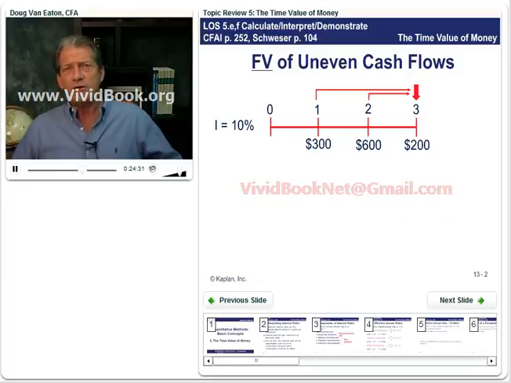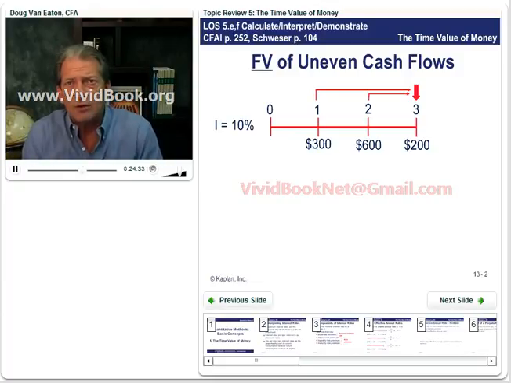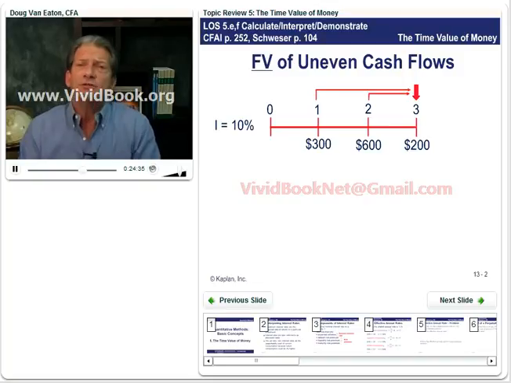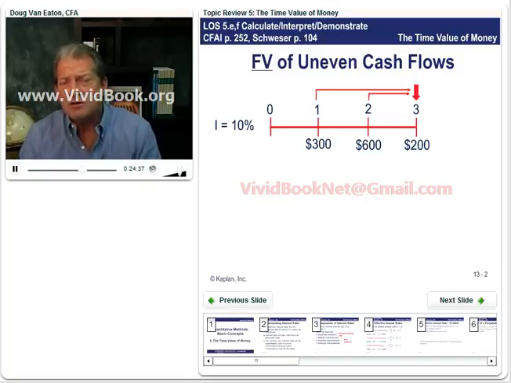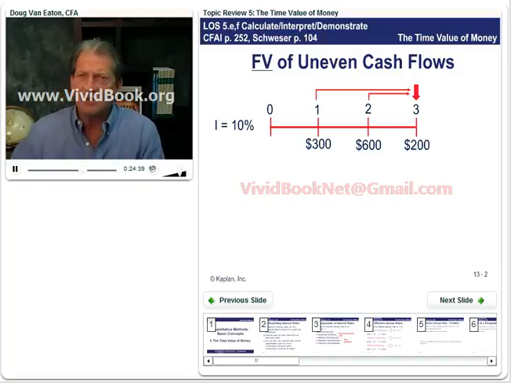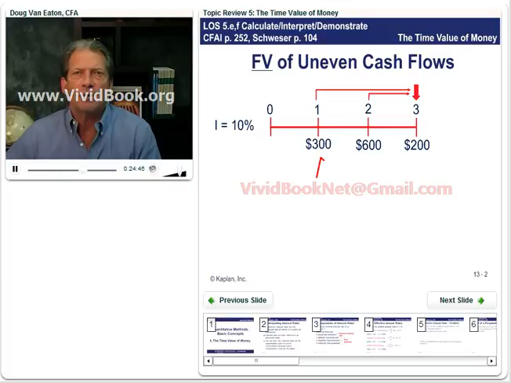Now, if we want the future value of uneven cash flows, hopefully you've picked up from what I've said so far that we can just compound the interest for each of these and add them all up. So we say, well, okay, now the account, we're going to deposit $300 a year from now. We're going to deposit $600 2 years from now. We're going to deposit $200 3 years from now. How much is in on this date?